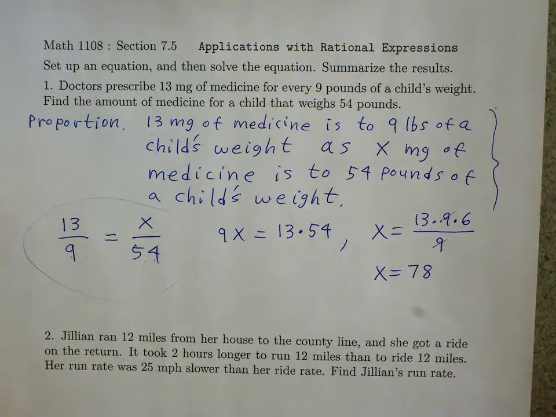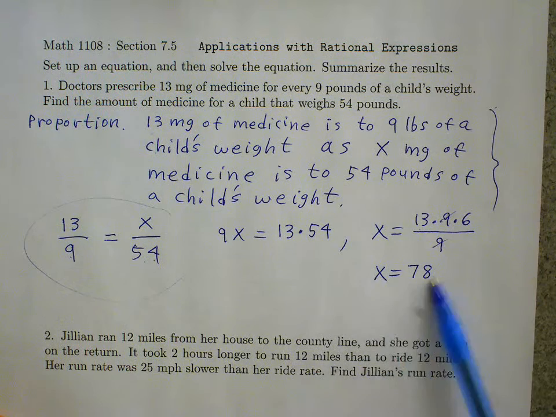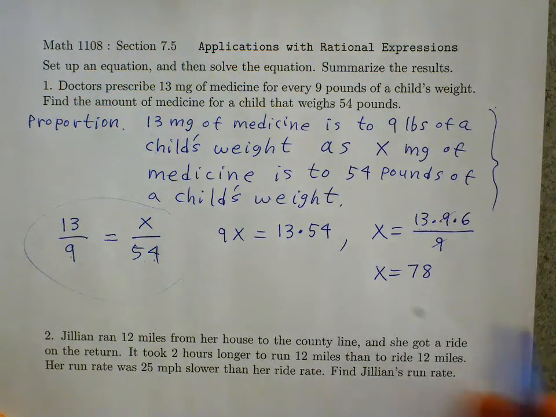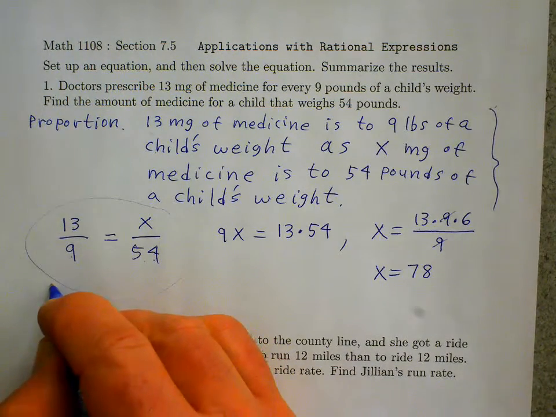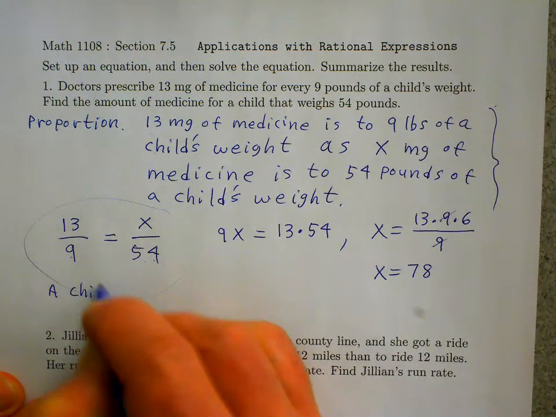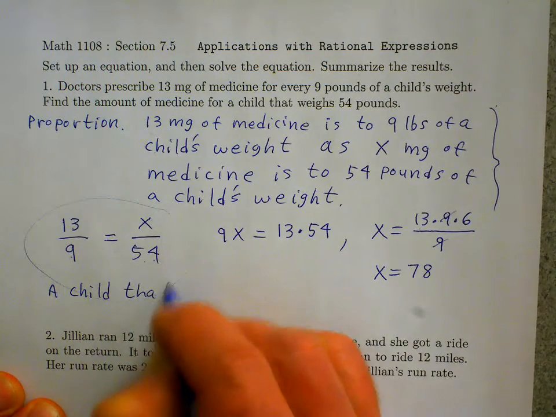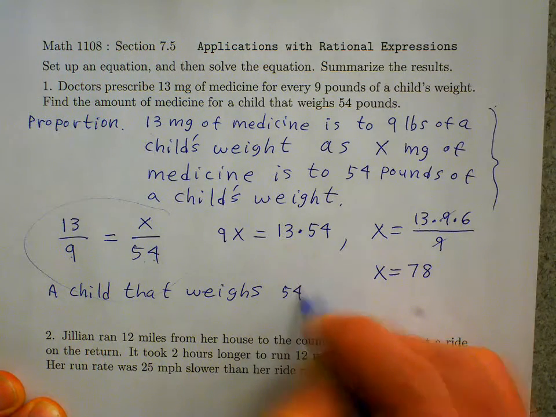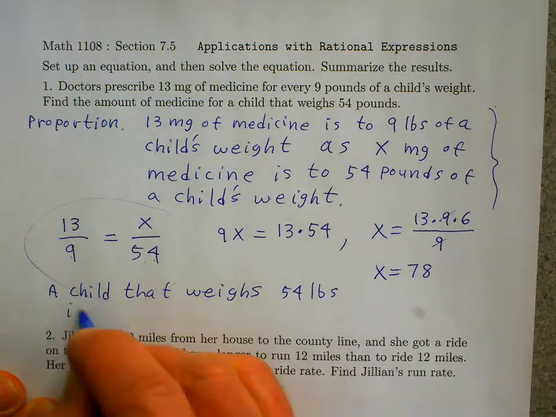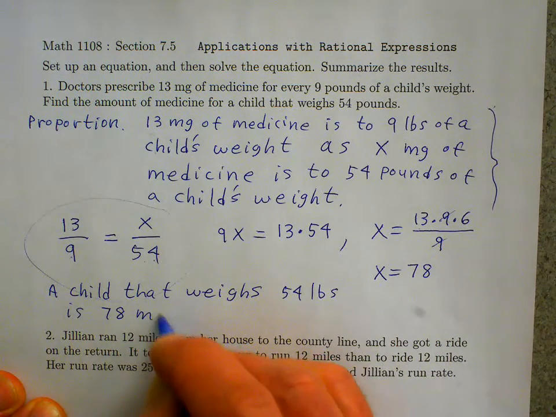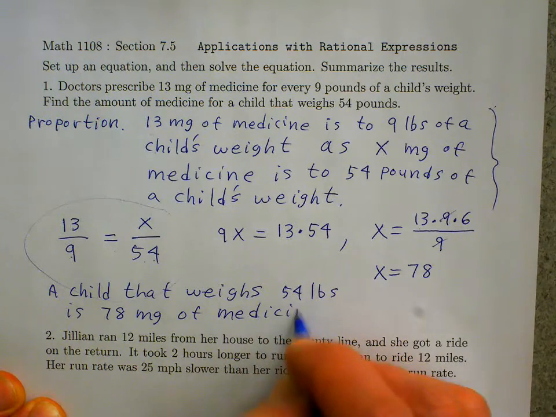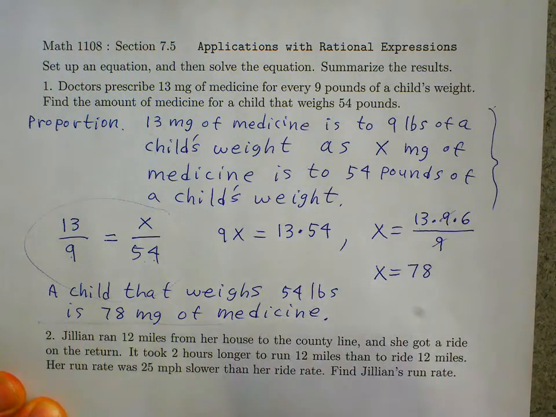Okay, then summarize the result. So X is 78 milligrams of medicine. To summarize this, we could say a child that weighs 54 pounds is given 78 milligrams of medicine. Okay, and that's all there is to it.